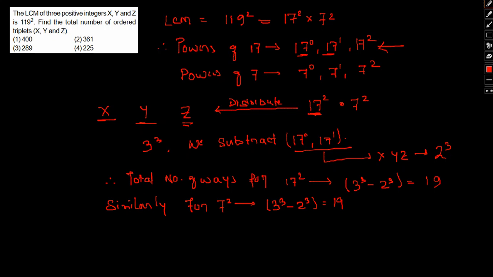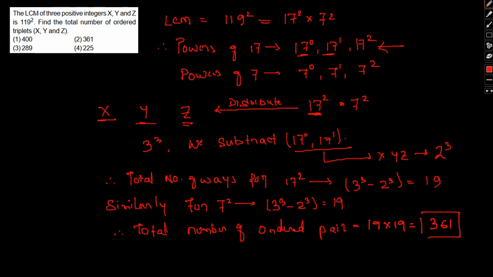So similar cases will be found. Therefore the total number of ordered triplets would be 19 into 19, equal to 361, which will be our answer. Simple. The concept that we have used in this regard is of probability. So if you're not aware of that, kindly go through our discussions on the same. You might find it in the playlist of the channel as well.